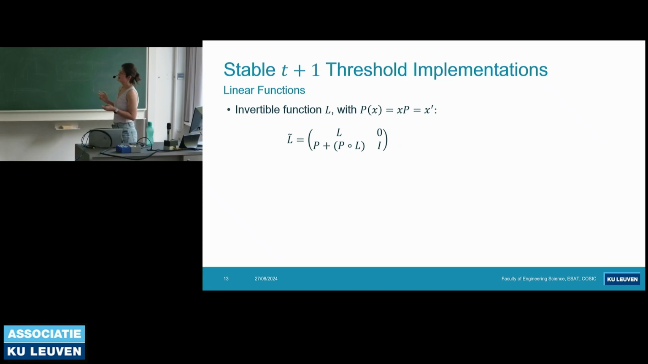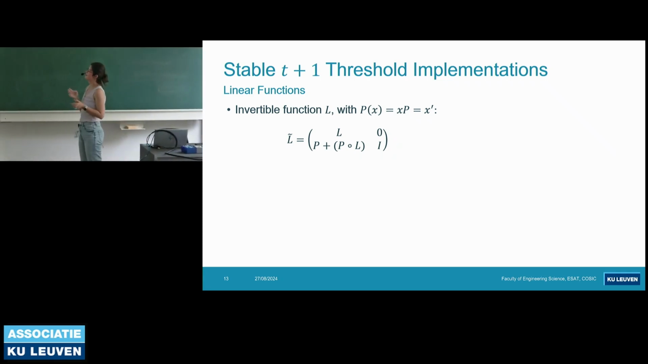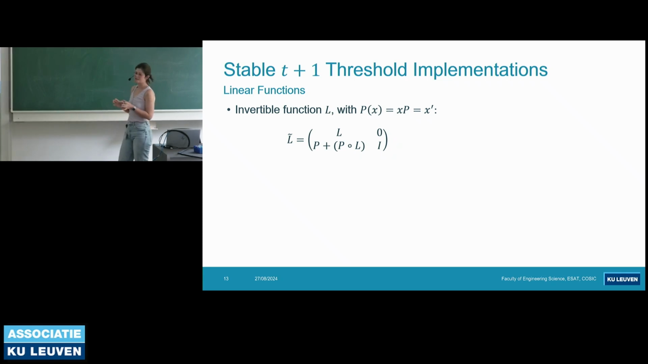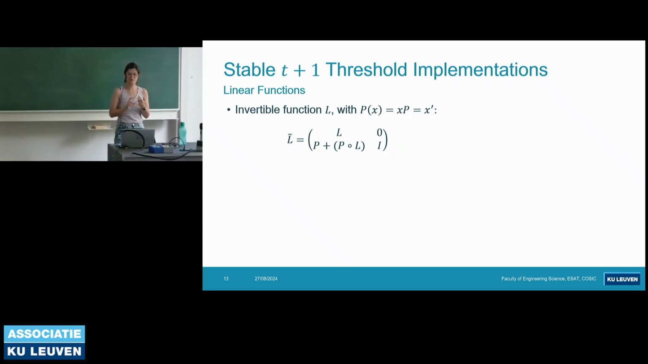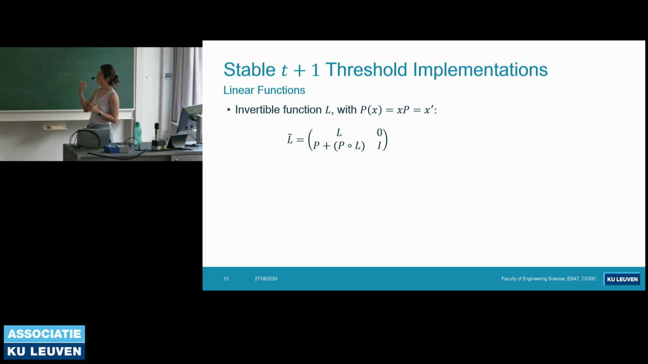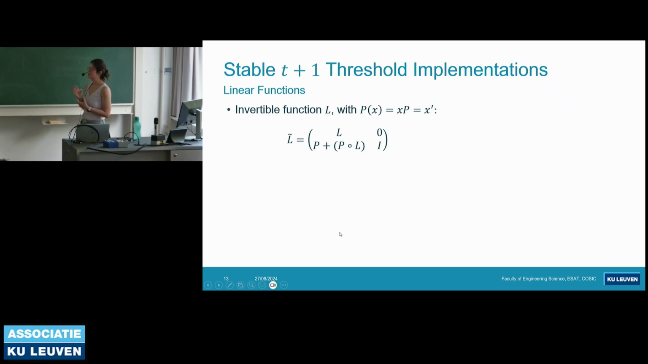Now in this part, we dealt with some arbitrary functions. In this part, we are going to deal with some specific T+1 threshold implementations. First, we focus on the linear functions and consider an invertible function L, and P being the function that computes the parity bits. Then the following construction is the stable encoding of this invertible function L.